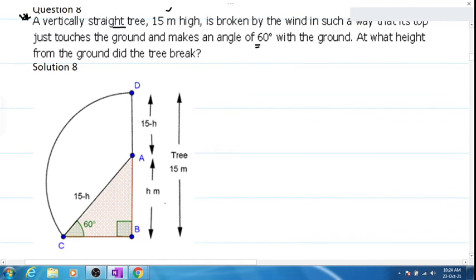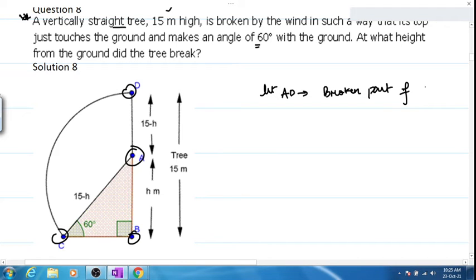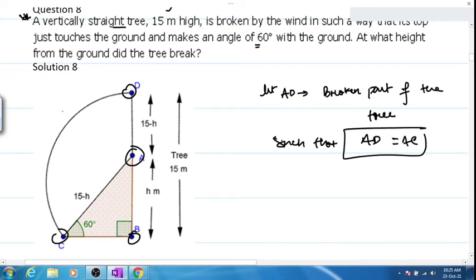You have to give the names of these points and you have to specify in the question that AD be the broken part of the tree such that AD will be equal to AC. Yes or no? Do you all agree?